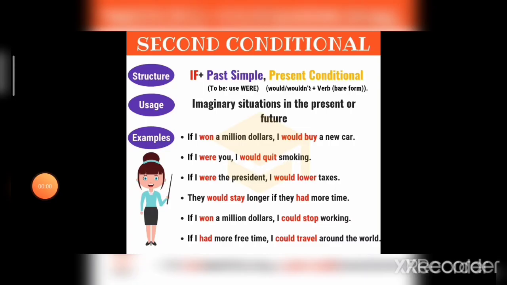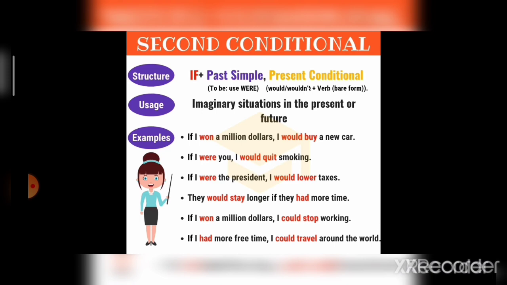Here you can see the structural pattern or the sentence pattern of type 2 conditional clause, that is if clause plus simple past tense followed by present conditional, that is would or wouldn't plus verb. Now here are a few more examples. Let us look at them, children.